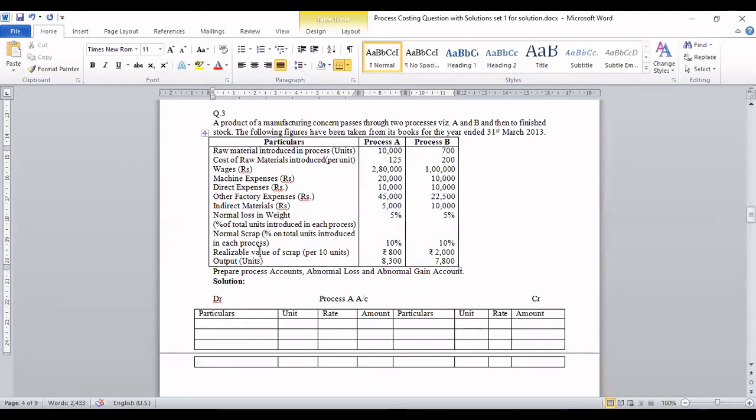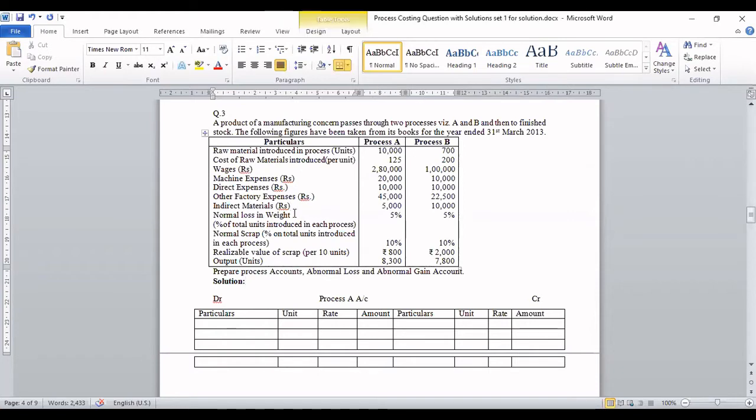Okay, continue, beta. Realizable value of scrap per 10 units, in rupees: for process A 800, and for process B 2000. Output in units: for process A 8,300 and process B 7,800. Prepare a process account, abnormal loss and abnormal gain account.